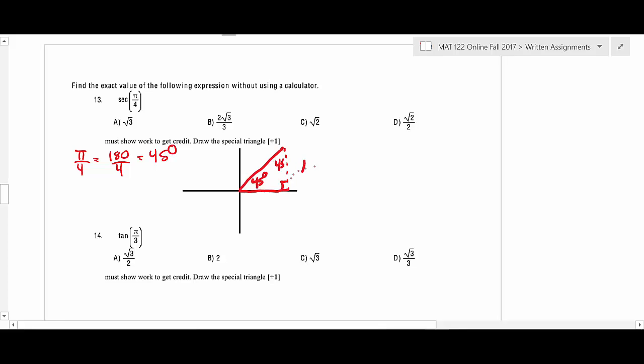The sides go 1 for x, 1 for y. Hold on. That's pretty bad, Brad. Okay, let's do that again. Okay, let's do x is 1, y is 1, r is equal to square root of 2 like that. Okay, that's for 45, 45 right triangle. So what we get is the secant of pi over 4, by definition, is r over x. So what you would do is you would just take r over x, and that would give the answer. So that's square root of 2 over 1. Therefore, square root of 2 is the answer to the problem.